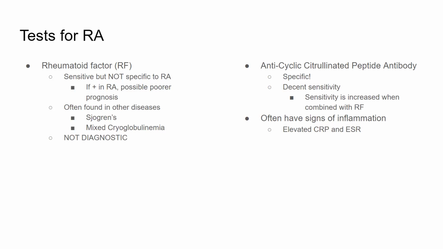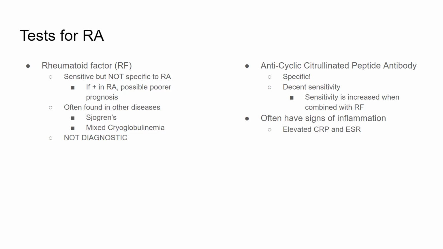But the anti-cyclic citrullinated peptide, or anti-CCP, this one is specific to rheumatoid arthritis, but it's not always present. So some people can have rheumatoid arthritis and still be negative for both of these. But one important thing to know is that if they're positive for either one or both of them, it correlates with a worse prognosis. So they'll have much more severe disease if they're rheumatoid factor positive or anti-CCP positive or both.